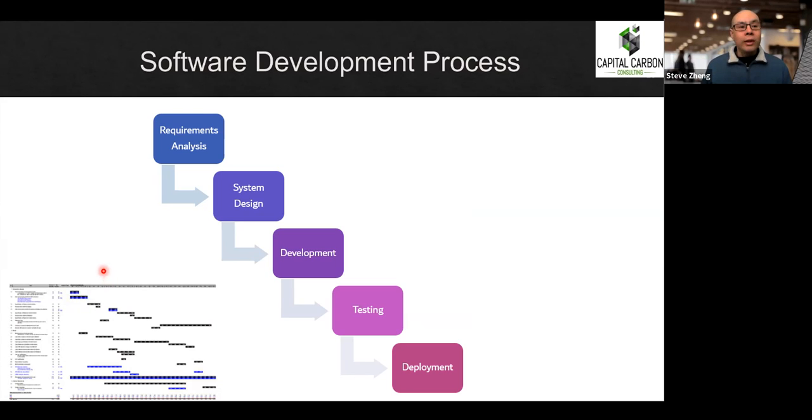Some of the results of the traditional process are that it is slow, buggy, and has many repetitive tasks.